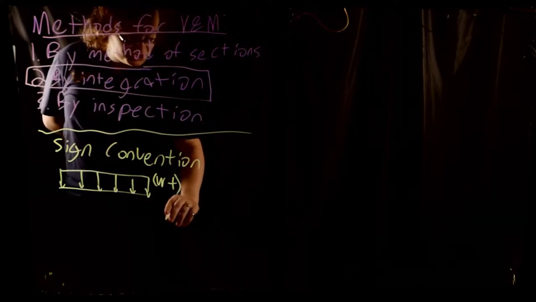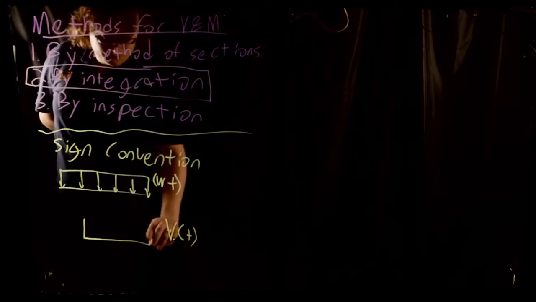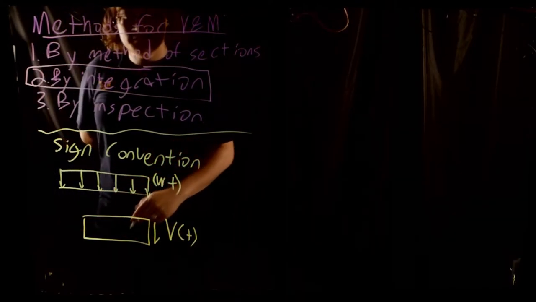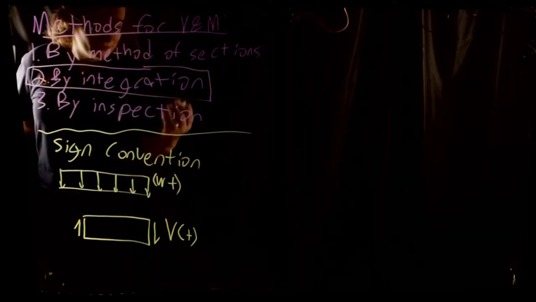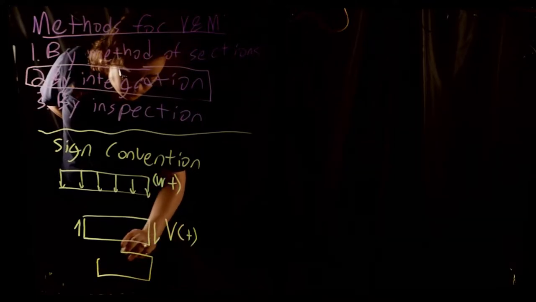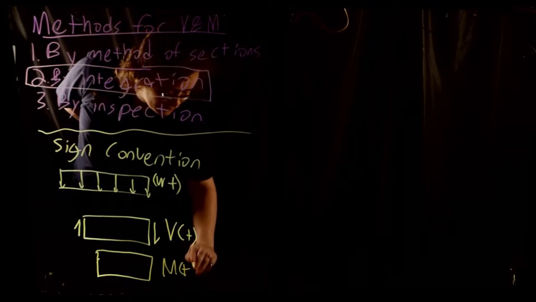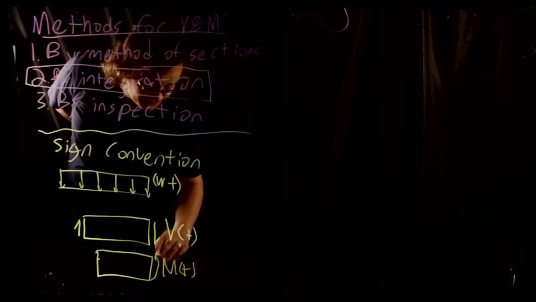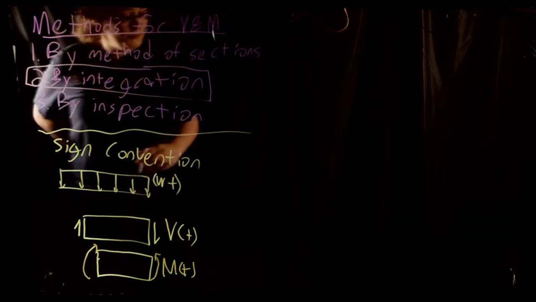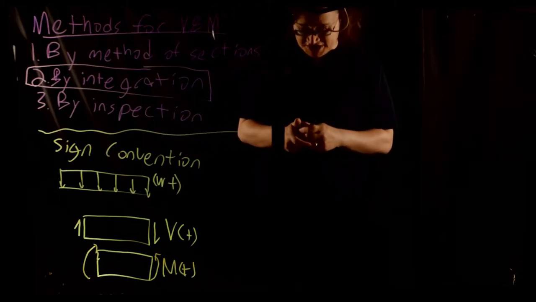Then we also have shear. Remember, a positive shear is represented by a downward arrow on the right-hand side of an element and an upward arrow on the left-hand side of an element. And then moment. A positive moment will be represented by the type of moment that causes something to enter positive bending or positive curvature, like so. And that's a review from previous videos or previous lectures.